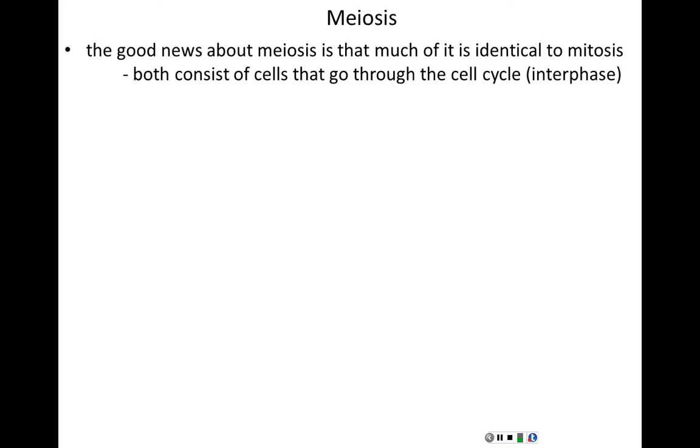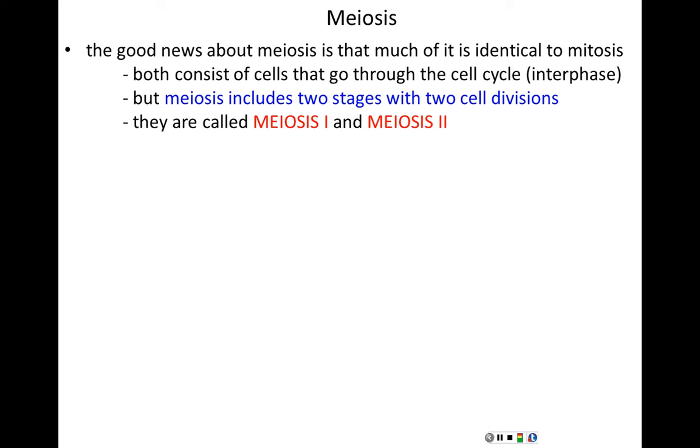Now, logistically, from the student perspective, the good news about meiosis is that much of it is identical to mitosis. Both of these consist of cells that go through the cell cycle. So both meiosis and mitosis have cells that are coming out of interphase. Meiosis includes two stages with cellular divisions. You'll see why in just a second. We refer to them as Meiosis I and Meiosis II. Meiosis I is referred to as a reductive division. Something is being reduced. Maybe you can guess what it is.